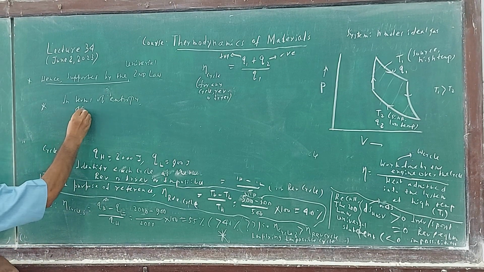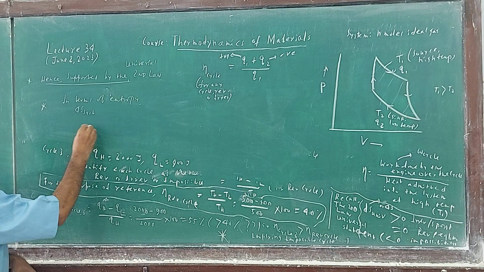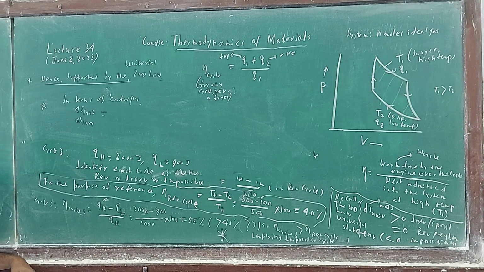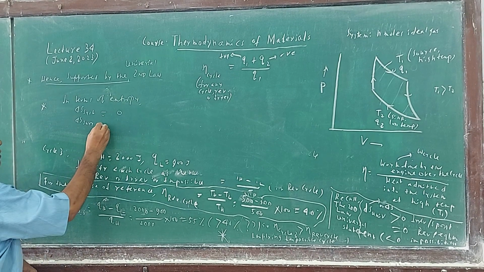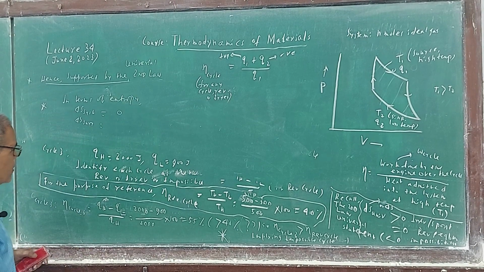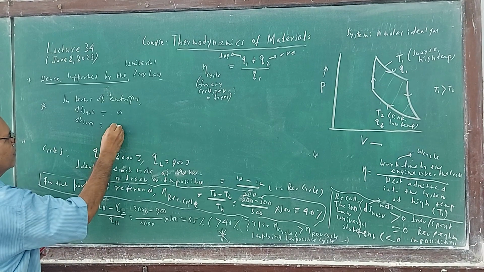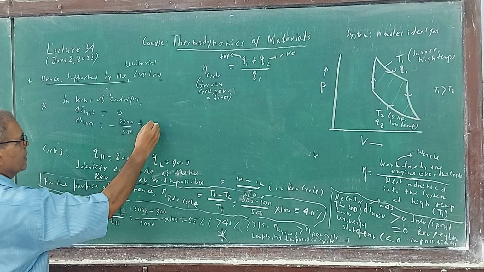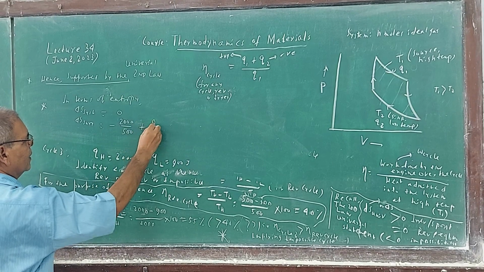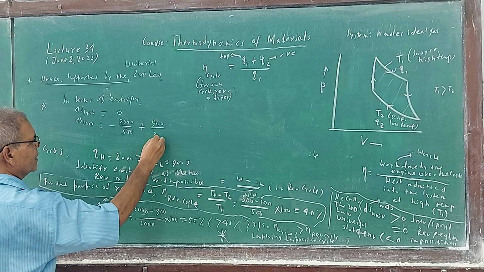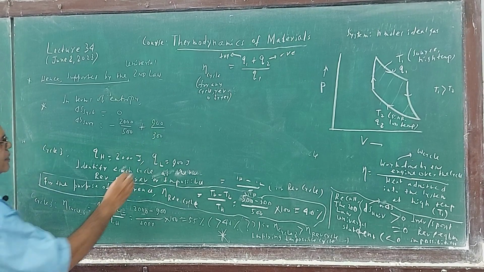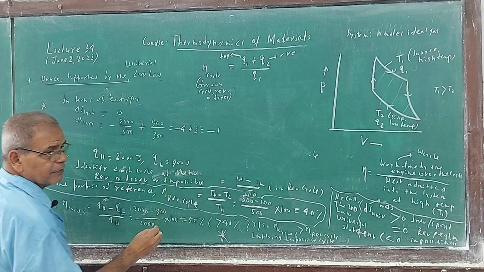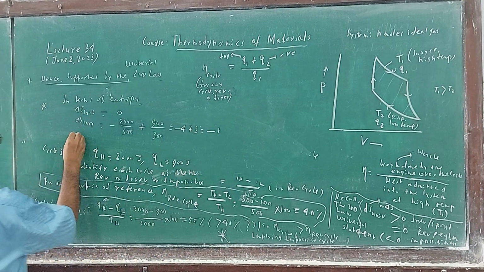What is delta S system again, and delta S surrounding again? System is cyclic, all are cyclic, so it is 0. Surrounding again has 2 components. What are the component values here? 2000 is still standing here, this is a minus of that. Minus 2000 by 500 plus 900 by 300. What is it? Minus 4 plus 3 is minus 1, negative.